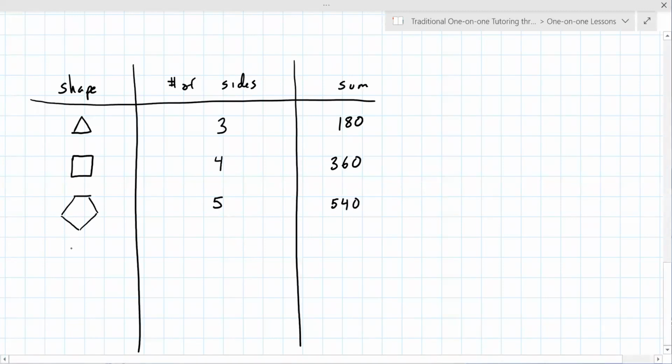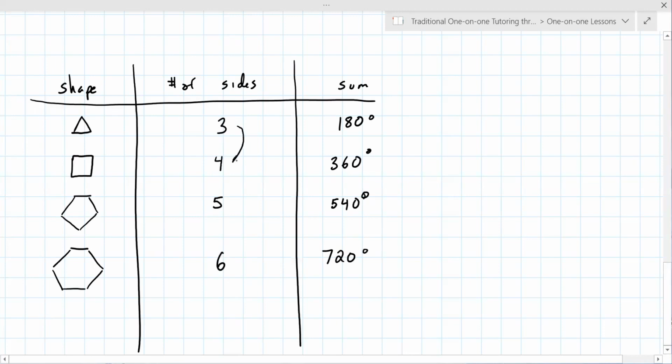And what was the next shape that we looked at? We looked at one more. The next shape that we looked at is a hexagon. A hexagon. Very good. How many sides? 6 sides. And what was the sum? 720. 720 degrees.